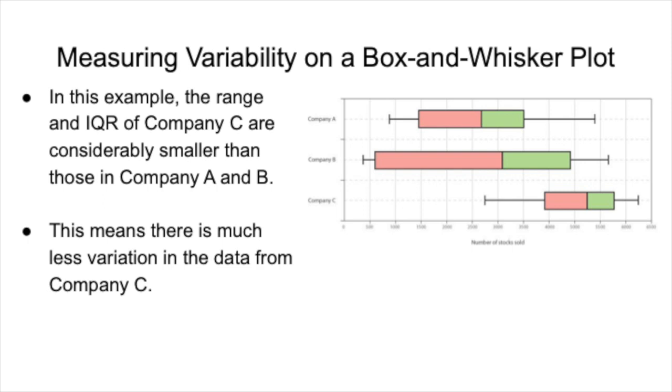In this example, the range and interquartile range of company C are considerably smaller than those in company A and B. This means that there is much less variation in the data from company C. It also means that the data from company A and B are much more spread out and have more variability.